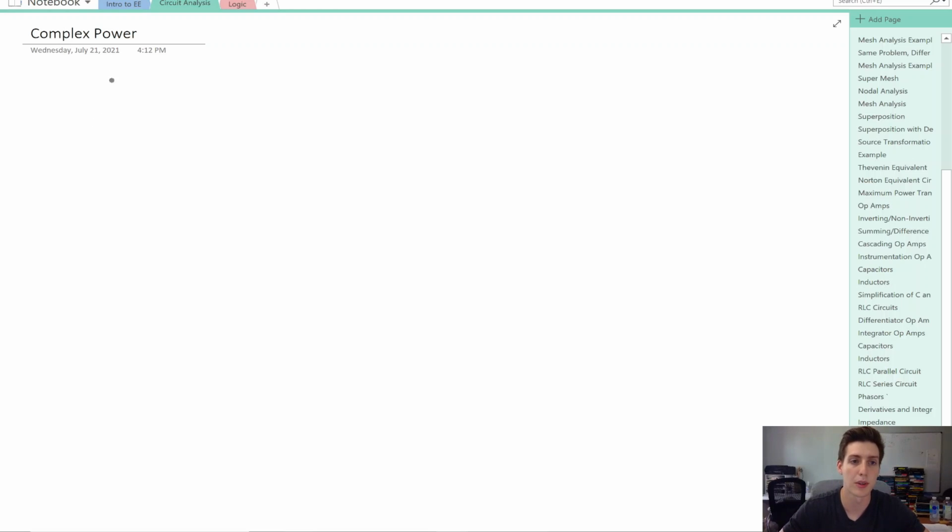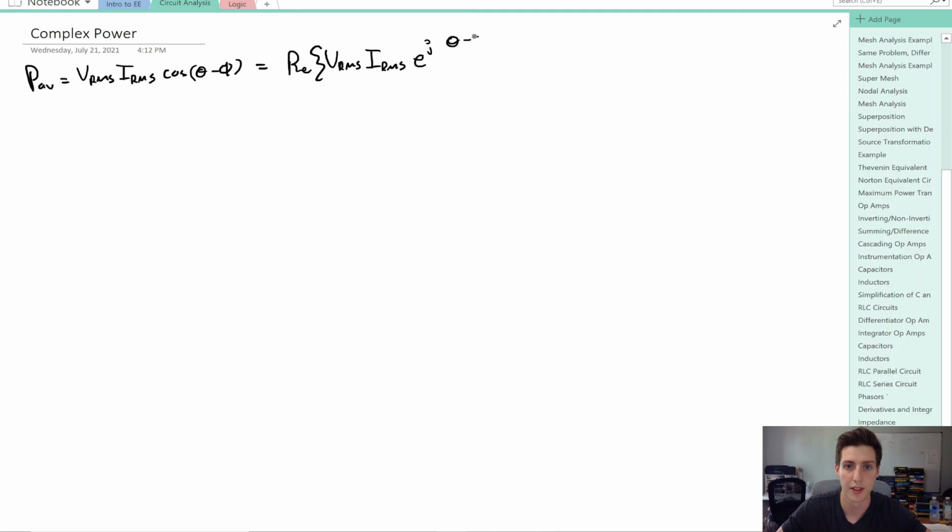Now we've got one more kind of power that we want to look at, and that will be the complex power. So recall that the average power is equal to the RMS voltage times the RMS current times the cosine of theta minus phi. And we're going to express this in complex terms. And that's just going to be equal to the real part of the RMS voltage times the RMS current times e to the j(theta minus phi).